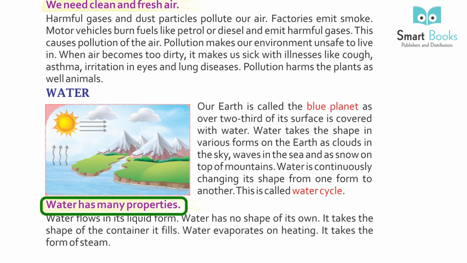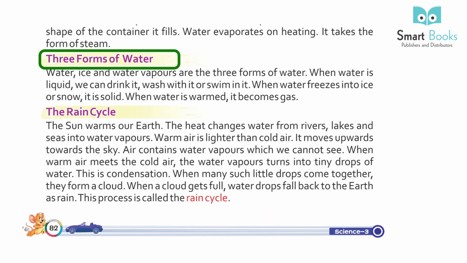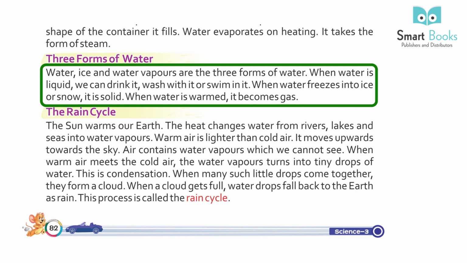Water has many properties. Water flows in its liquid form. Water has no shape of its own. It takes the shape of the container it fills. Water evaporates on heating. It takes the form of steam. Three forms of water: water, ice and water vapors are the three forms of water. When water is liquid, we drink it, wash with it, swim in it. When water freezes into ice or snow, it is solid. When water is warmed, it becomes gas.